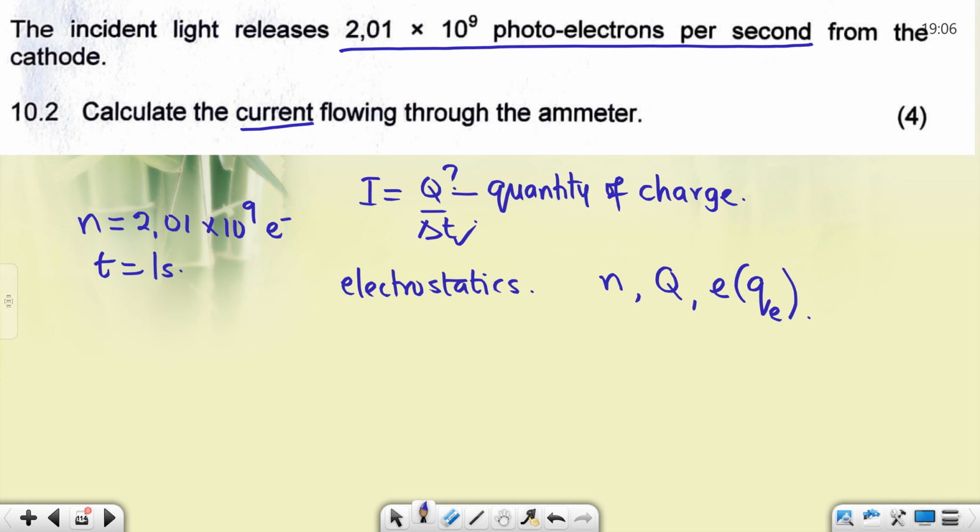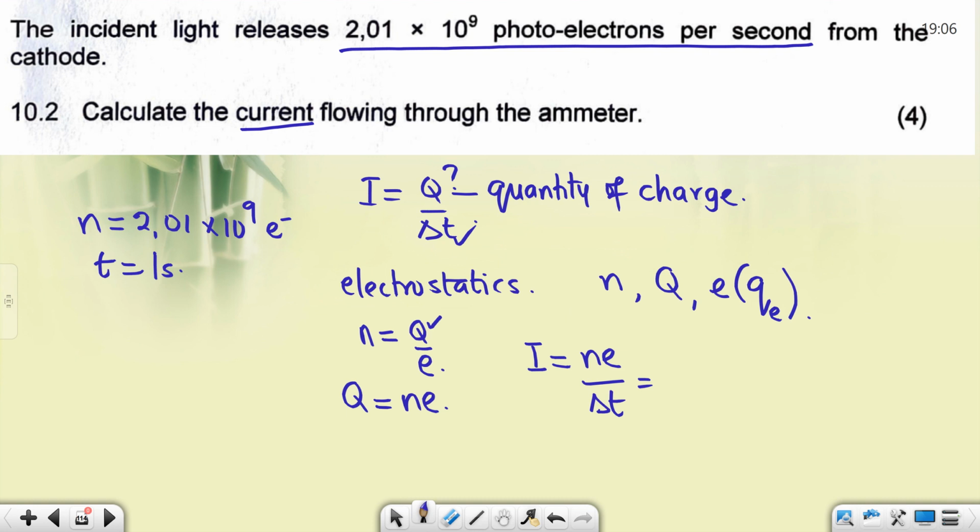So, guys, you see that we are done. N equals Q over E. I am looking for Q. Either you change your subject formula, it really doesn't matter. Q equals NE. I am looking for current. So I can therefore say I equals NE over delta T. I hope it makes sense.